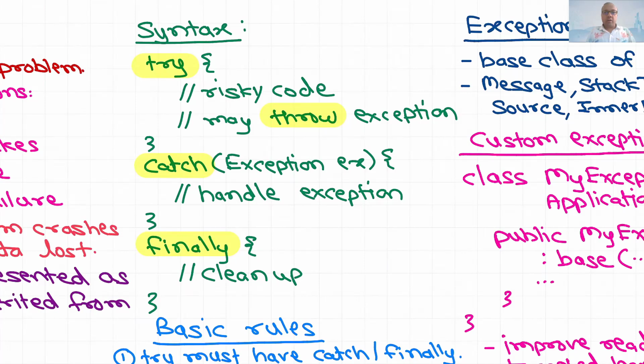But one thing is sure, whenever you are writing a try block, it must be associated with either a catch block or a finally block. You cannot have the standalone try block only. Let me give you some actual examples so that you can understand it better.